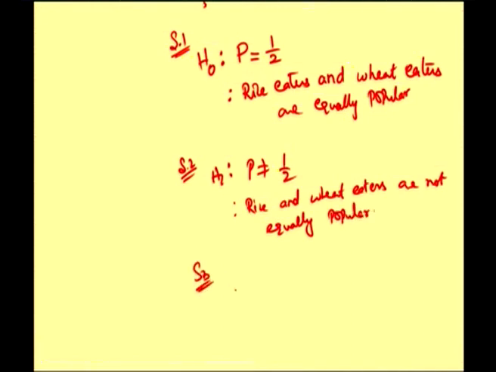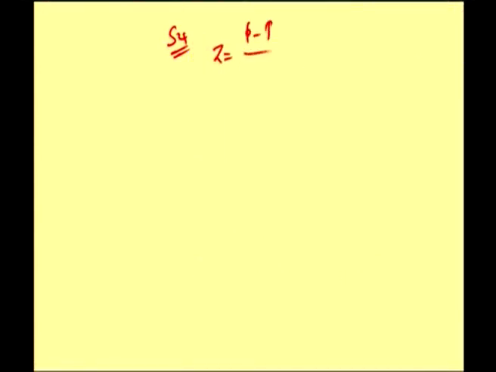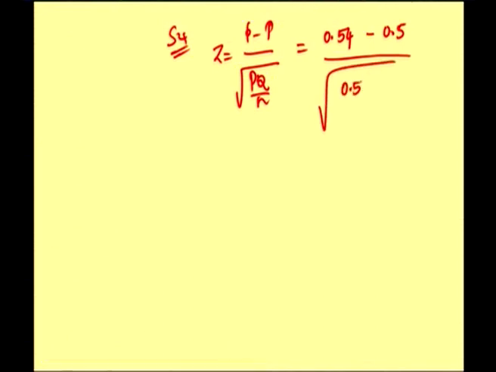Step 3, the level of significance fixed in the question is 1%. You are asked to verify at 1%. And then step 4, which is the calculation part. Z is equal to small p minus capital P divided by root of PQ by N. Small p is 0.54 we have got, and capital P is 1 by 2, which is 0.5, divided by root of 0.5 into 0.5. N value is 1000.